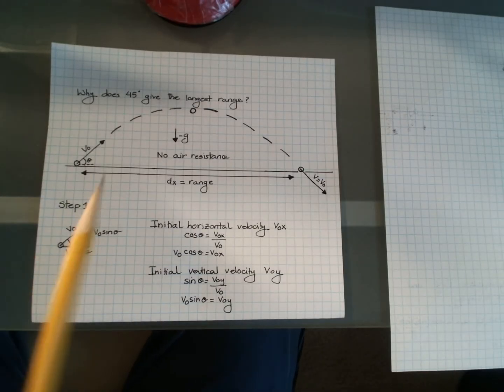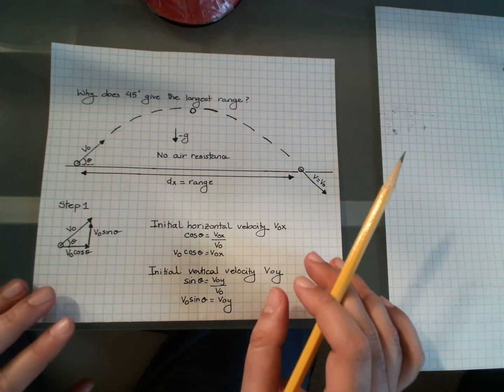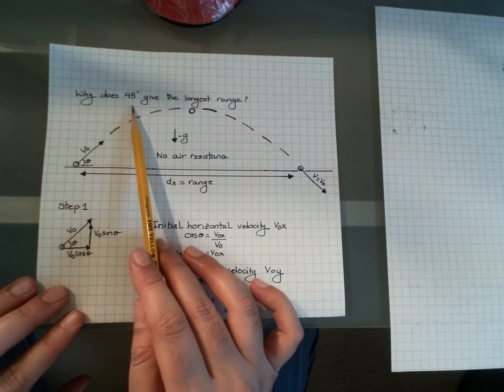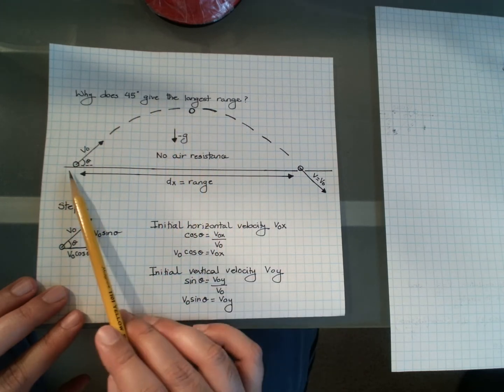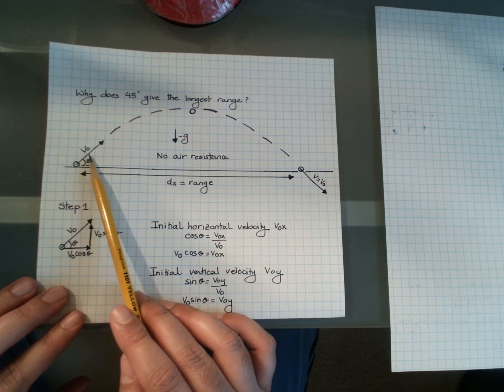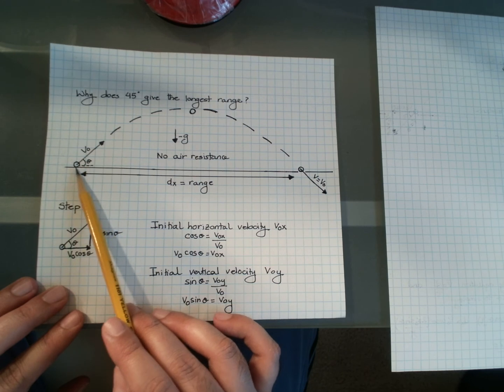So this video is for a few of my students who have requested to move a little bit faster than the rest of the group. So I went ahead and prepared something for you to answer the question, why does 45 degrees give the longest range? So in this example, a ball is being struck and it's launching with an initial velocity v naught at an angle theta. Ball travels in the air.